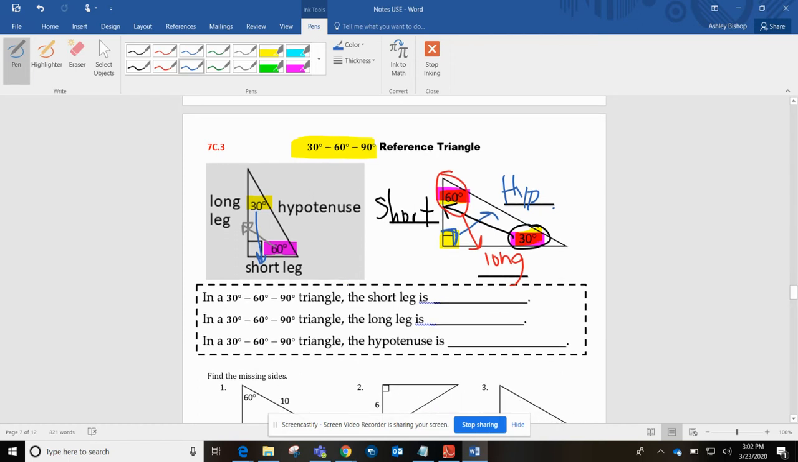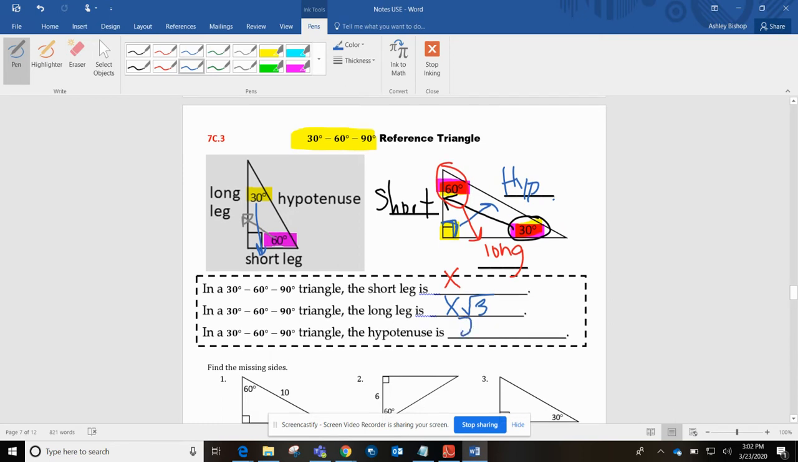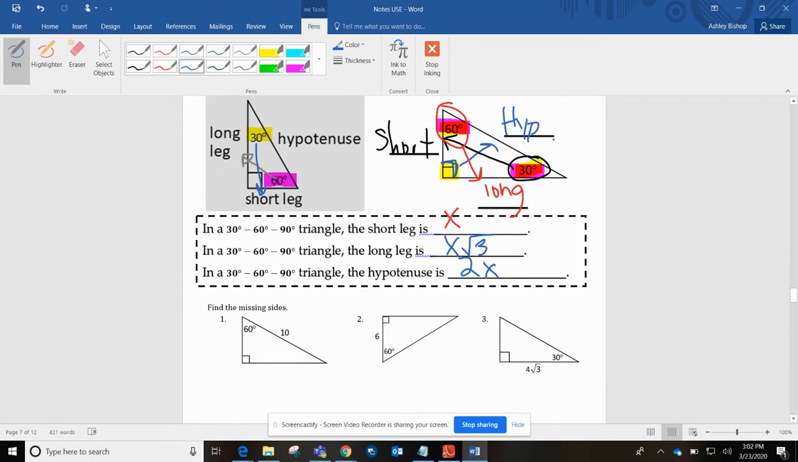So what to remember for a 30, 60, 90 right triangle is the short leg is what we're always going to call X. We are always going to call our short leg X. And then the long leg in a 30, 60, 90 is whatever X is times the square root of 3. And then the hypotenuse is going to be whatever X is times 2. So 2 times X. And we are going to do some examples with that.